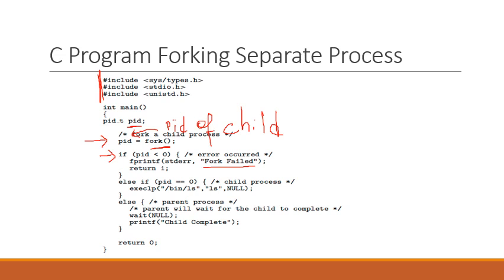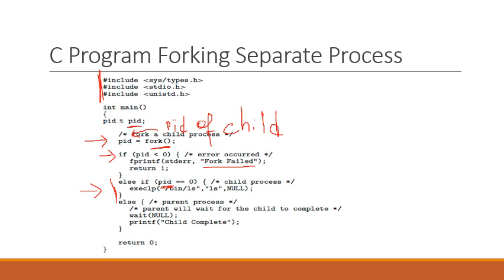However, if the child has been successfully created, in that case, in the child the PID will have a value 0. So this child will execute this section of the code where PID value is 0. The child process has executed the execlp system call. This system call is used to replace the address space of the child process with a new program. And in this case, this new program is the /bin/ls command.